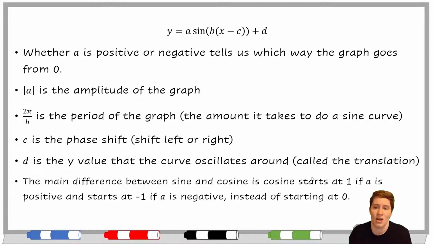The plus d at the end is going to shift our graph up or down, so it ends up changing what our center anchor point that we're oscillating around is. Now, this may be something that you should just come back to after we've graphed a couple, because then it might make more sense. But we are going to start with some that are pretty simple and make them more complicated.